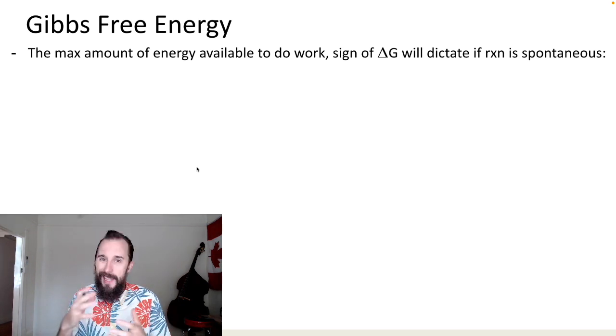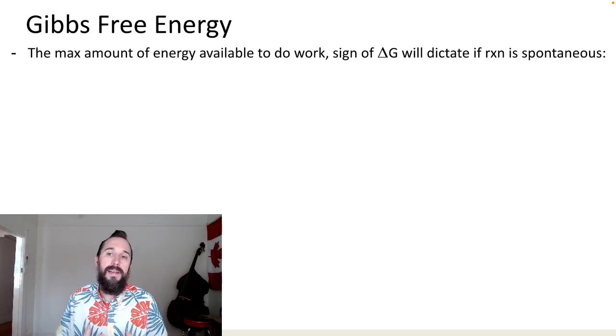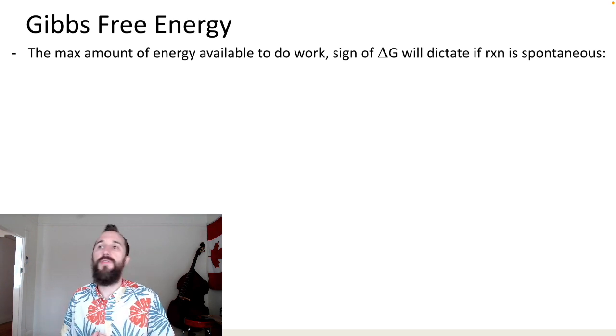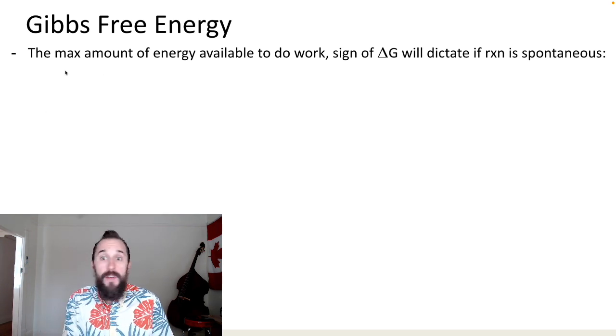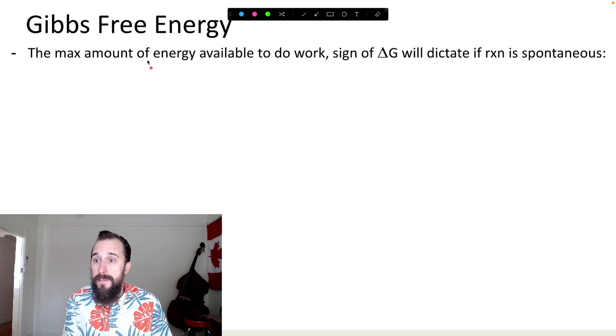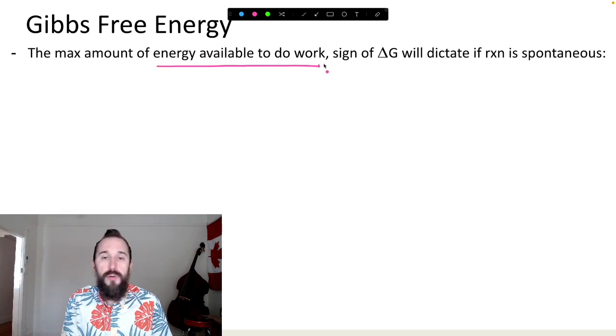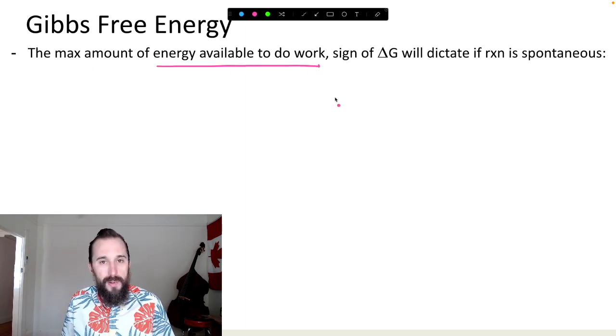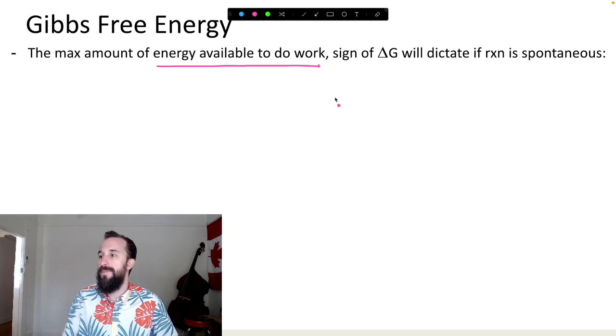We're just going to quickly introduce the core concepts and then link it to what this implies about our cell potentials that we've been looking at. So very briefly, our Gibbs free energy can be thought of as the maximum amount of energy available to do work. When we talk about work, we're talking about doing something useful, driving a change to occur, which in this instance is a chemical change, a chemical reaction.